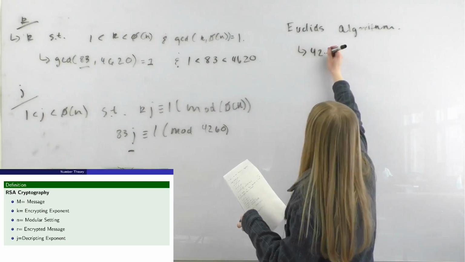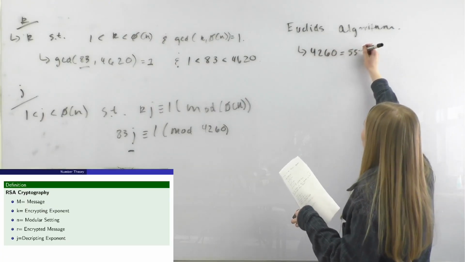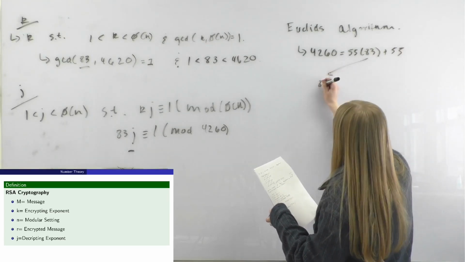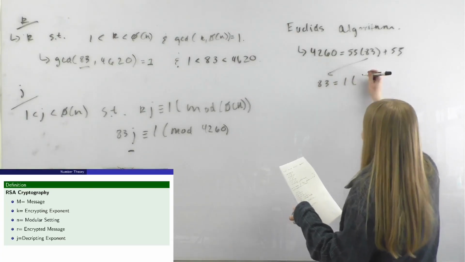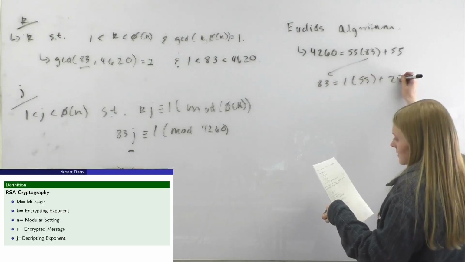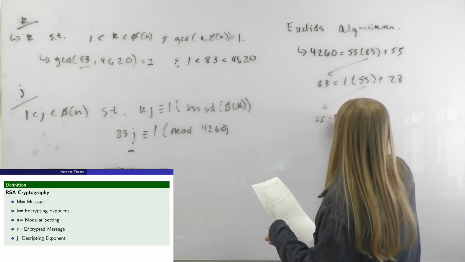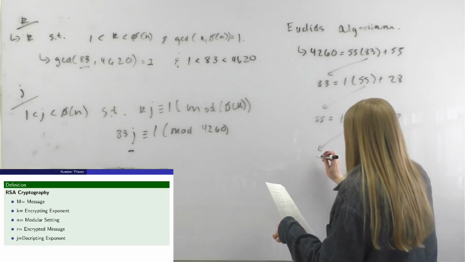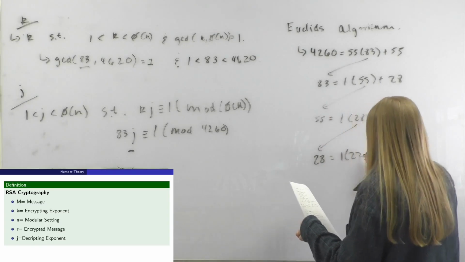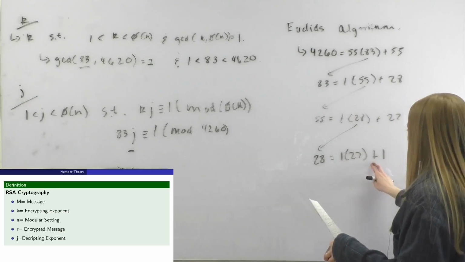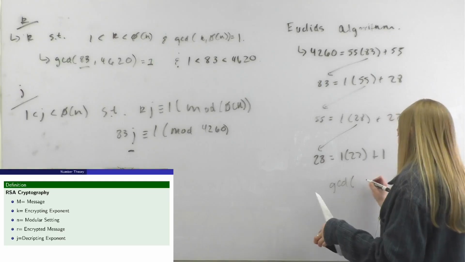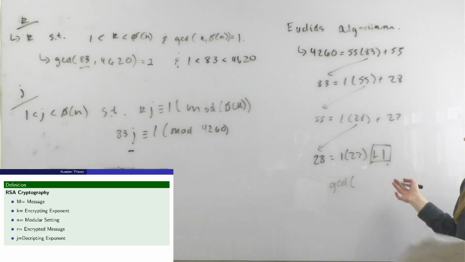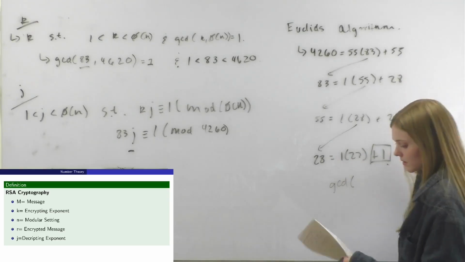Okay, so we have 4,260 is equal to 55 times 83 plus 55. And then we take this 83, and we say that is equal to 1 times 55 plus 28. We take this 55. So that's 1 times 28 plus 27. And then we take this 28, and this is equal to 1 times 27 plus 1. Okay, so this is how we find the GCD of two numbers. If you do this all out and you can't go any further, this last number is the GCD of the two numbers. So this is what this is telling us.